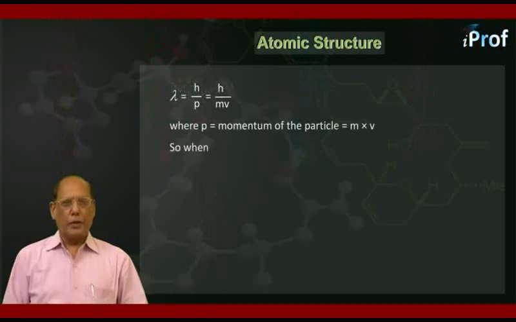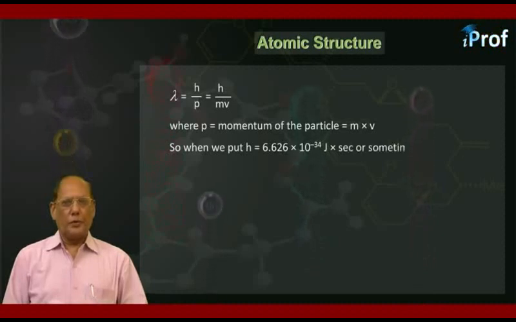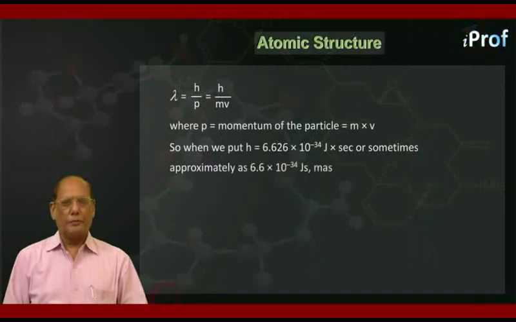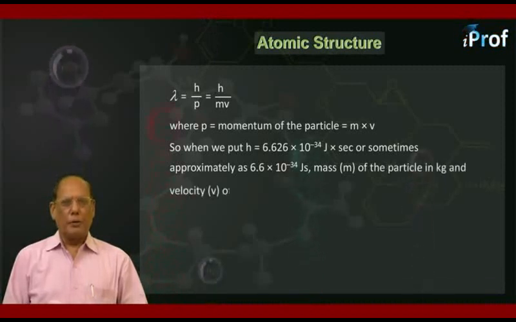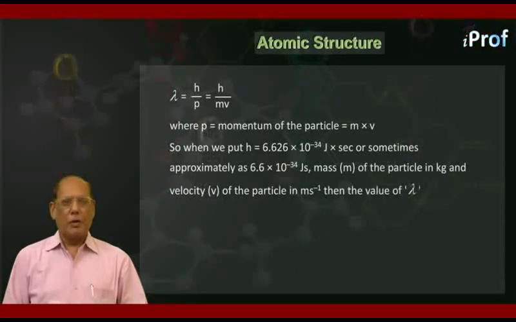So when we put h equal to 6.626 into 10 to the power minus 34 joule second, or sometimes approximately as 6.6 into 10 to the power minus 34 joule second, mass m of the particle in kilogram, and velocity v of the particle in meter per second, then the value of lambda will be in terms of meters.